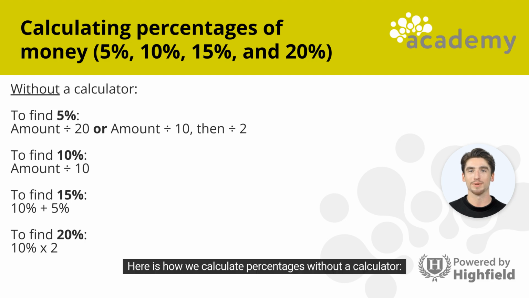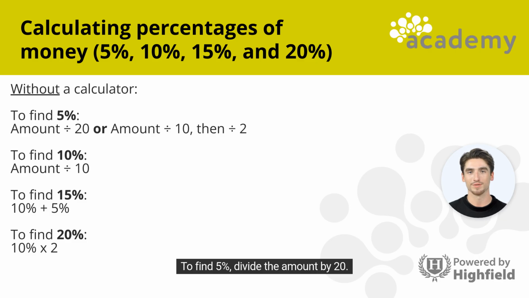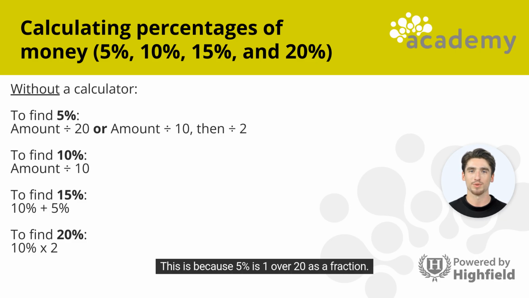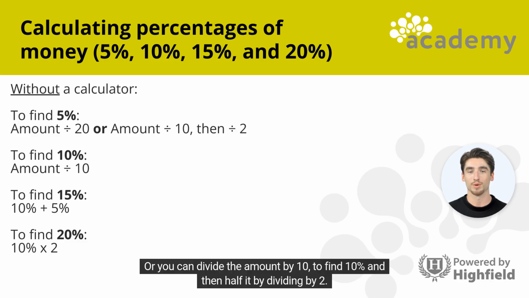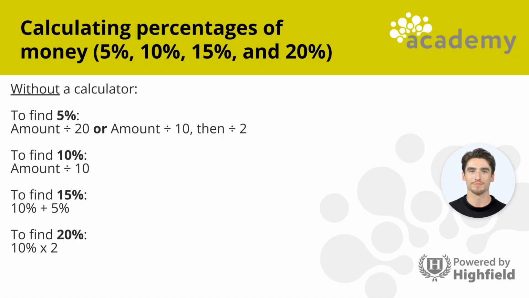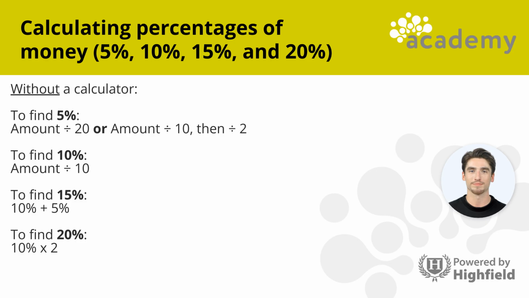Here is how we calculate percentages without a calculator. To find 5%, divide the amount by 20. This is because 5% is 1 over 20 as a fraction. Or you can divide the amount by 10 to find 10% and then half it by dividing by 2. To find 10%, divide the amount by 10. To find 15%, find 10% and 5%, then add these. To find 20%, find 10% and then double it.